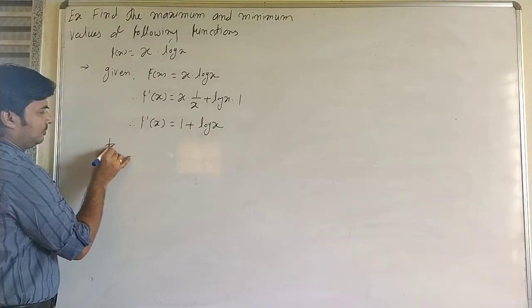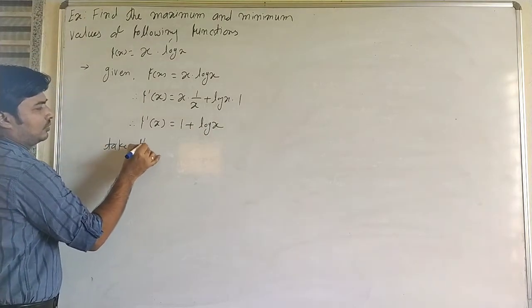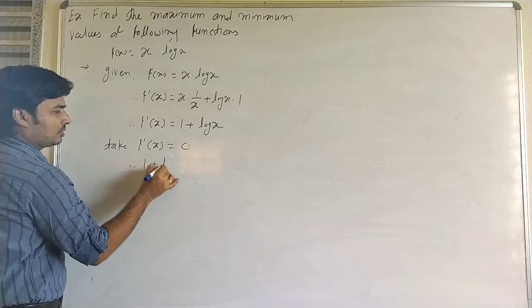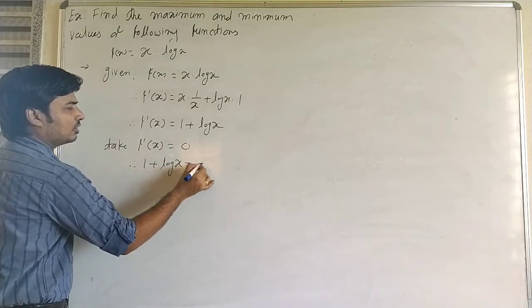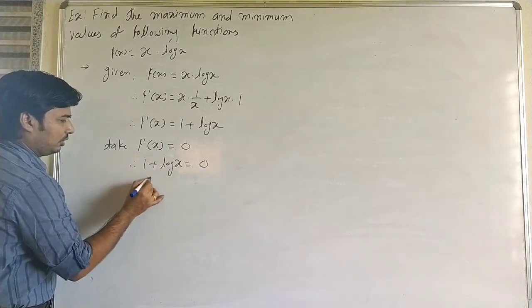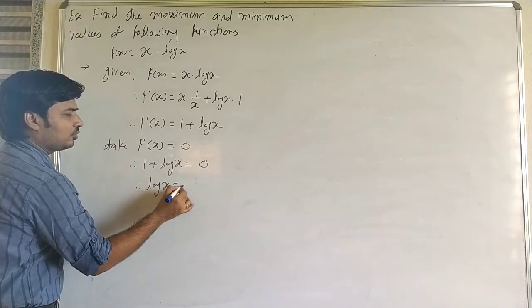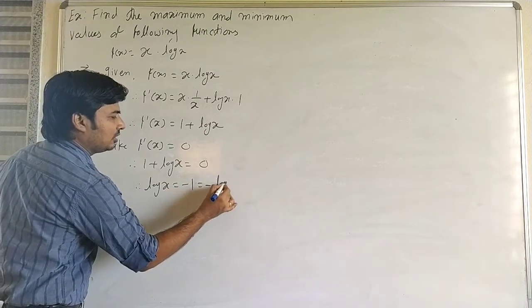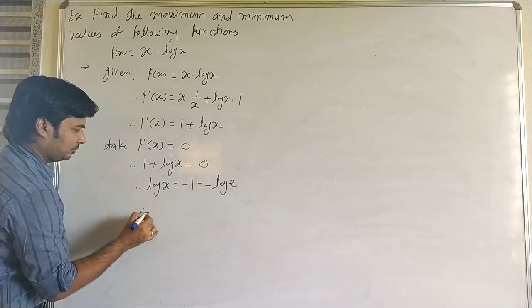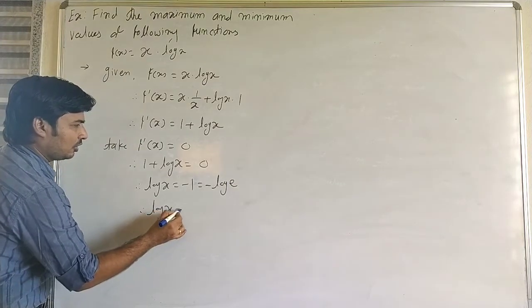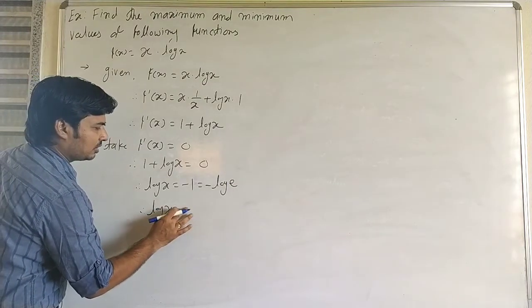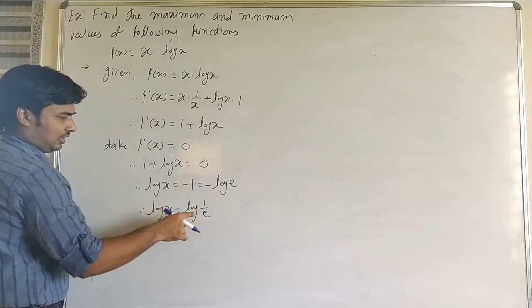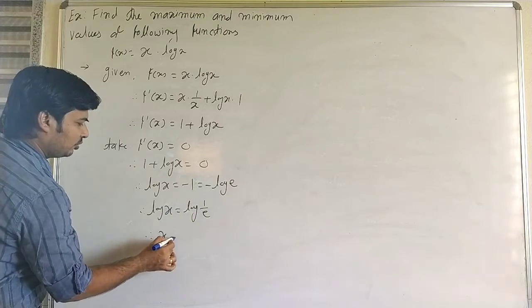Now take f dash of x equal to 0. Therefore 1 plus log x is equal to 0. Therefore log x is equal to minus 1, and minus 1 means minus log e, and therefore log x is equal to log of 1 by e, and then x is equal to 1 by e.